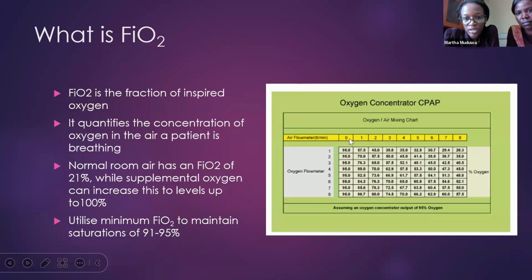And this is your airflow meter, starting from 0 all the way to 8. The way you are going to titrate this, the way we've been mentioning: if you're using a Diamedical CPAP like the one that we have, and you are giving 2 liters of oxygen, then you'll be giving 6 liters of air. So your FiO2 would be about 36.8.